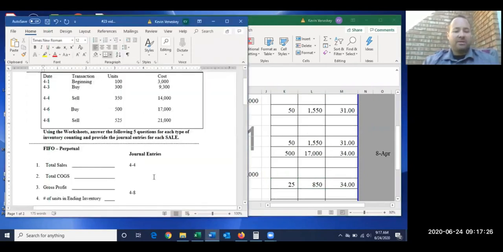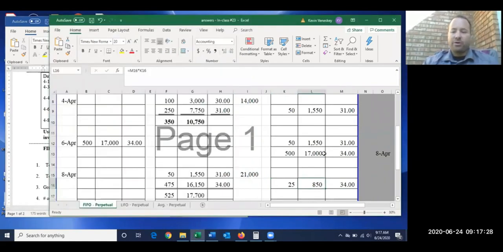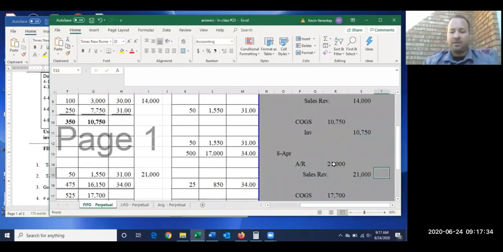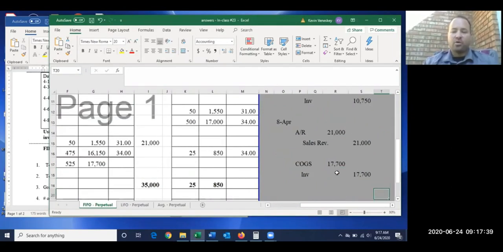Now I can begin to answer. Well, let's first do the 4-8 journal entry. This was my sale price, so I need to record that I made a sale. Made a sale for 21 grand. And of the 21 grand, it cost me 17.7 based on my figurings as my cost of goods sold.